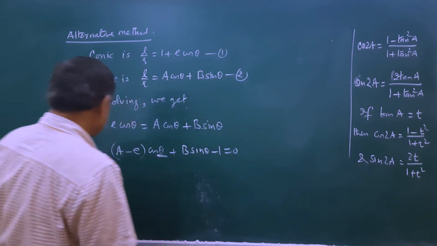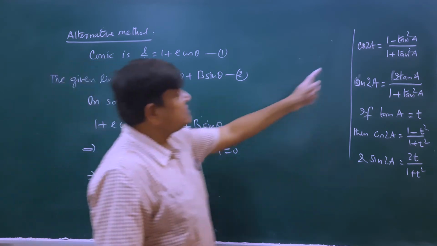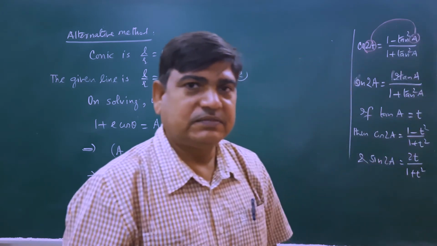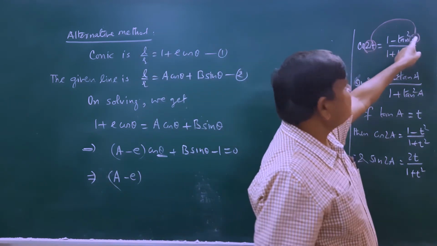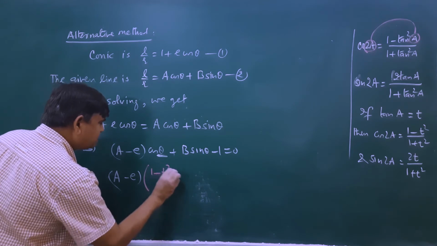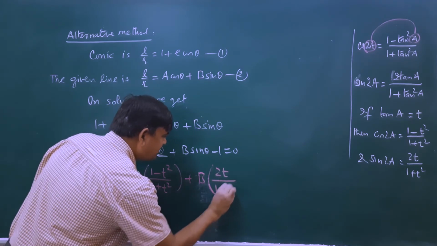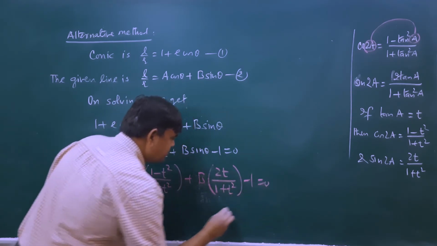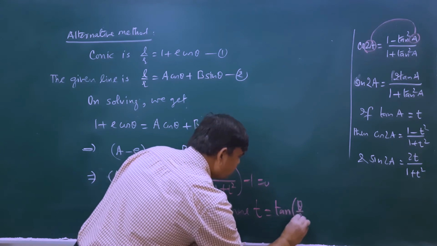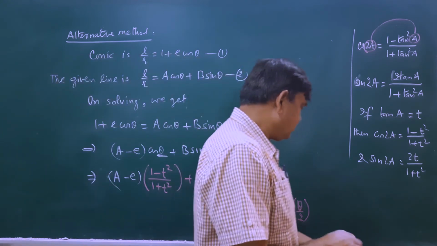So here it is a minus e cos theta. What will happen? This is 2a, and this becomes a, so theta then it will be theta by 2. Okay, so I write a minus e into 1 minus t square upon 1 plus t square plus b into 2t upon 1 plus t square minus 1 equals to 0, where t is nothing but tan theta by 2. So it gives trigonometry, you can find the situation.